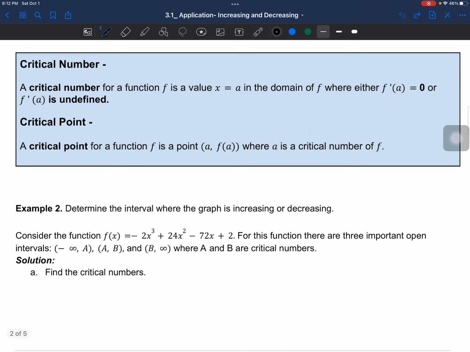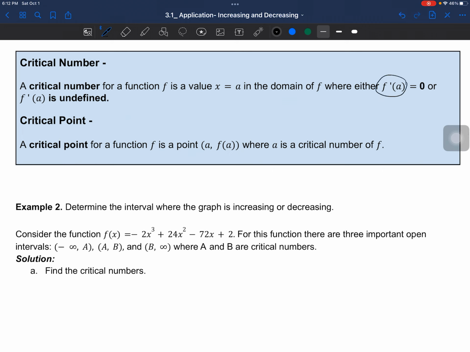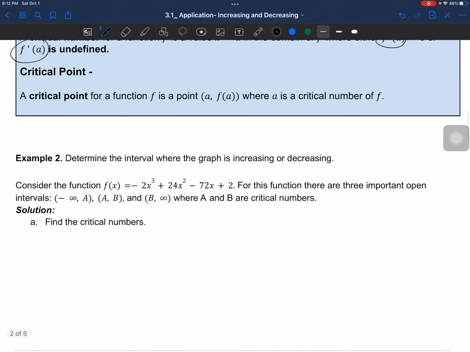All right, so let's begin. To find the critical numbers, we're going to begin by first finding the derivative, because that's how we define the two cases. We can find the critical numbers whenever the derivative is zero or undefined. So we begin by finding the derivative of this function.